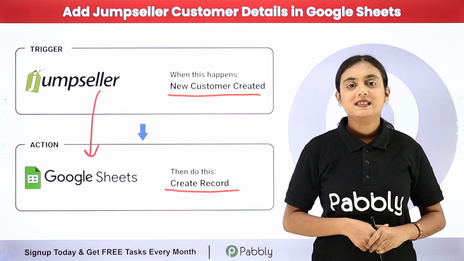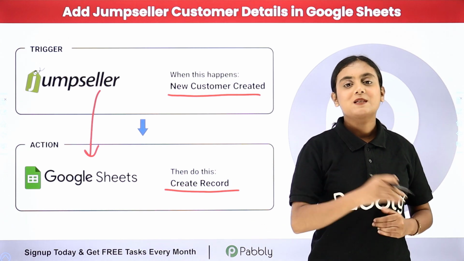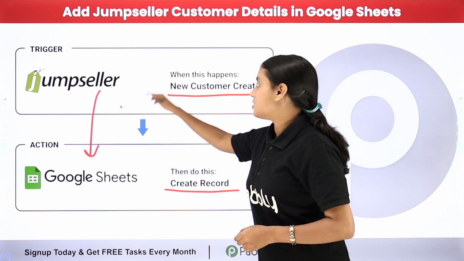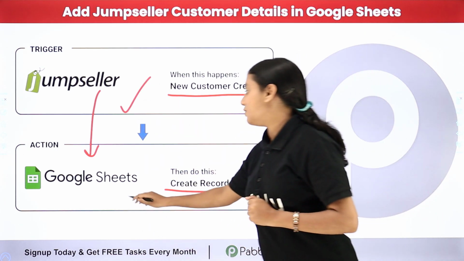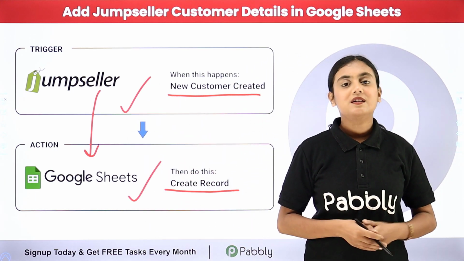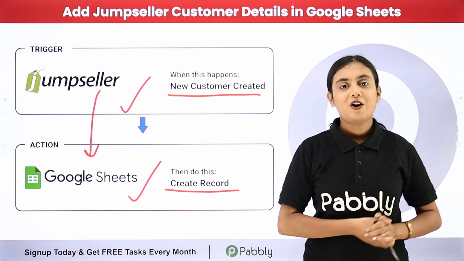Pabbly Connect runs on two concepts, that is trigger and action. In this process, my trigger application is going to be Jumpseller and my action application is going to be Google Sheets. So if you want to learn how to do this automation, let me take you all to my screen.